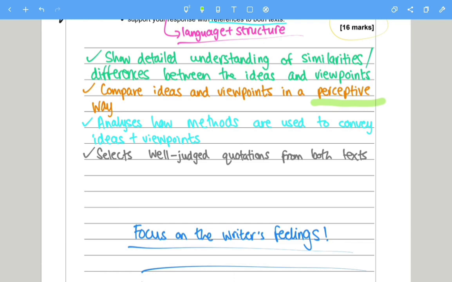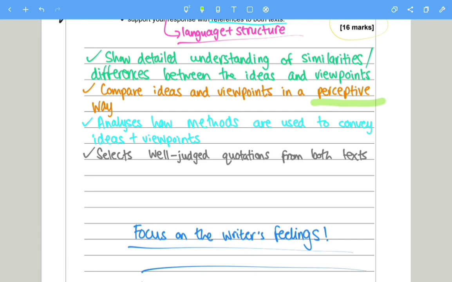Another criterion from the mark scheme is that you analyze how methods are used to convey ideas and viewpoints. So we've already spoken about this. Methods and viewpoints, in simple terms, when you are discussing and analyzing source A and source B, you have to show how the writer has used methods.